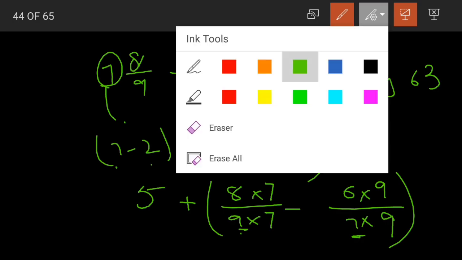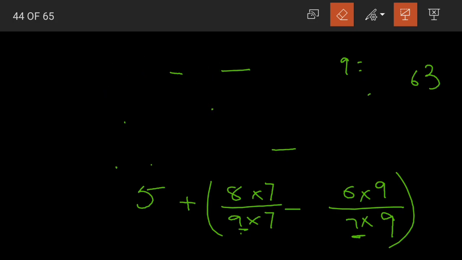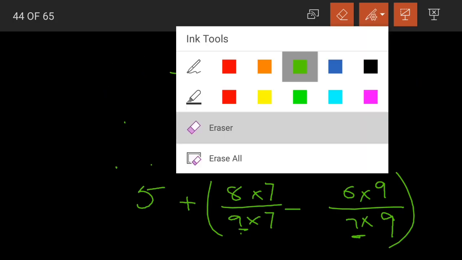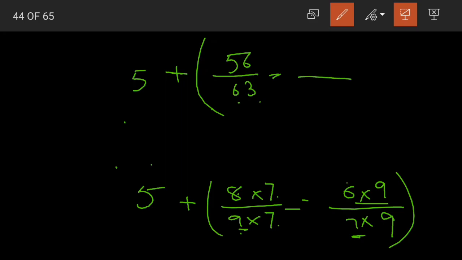8 sevens are, let me erase the upper fractions. Yes. So what is it? 5 as it is. 8 sevens are 56 divided by 9 sevens are 63. Yes. Then the subtraction symbol. For the second fraction, what will the numerator be? 6 nines are 54 divided by 7 nines are 63 becomes the denominator.